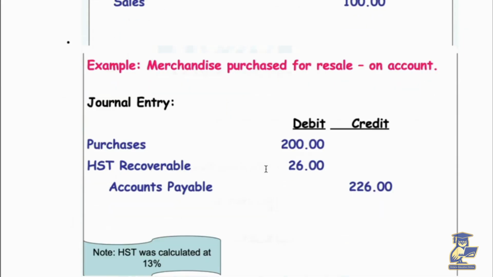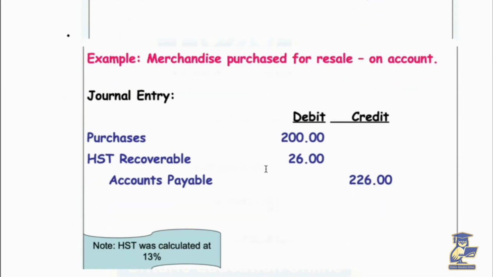If we are looking at merchandise purchased for resale on account, this is the journal entry that we would have. We would have purchases debited for $200. We would have HST recoverable for $26. Again, we're calculating in this case at 13%, and we would credit accounts payable. Make sure that you understand that it is the purchase of merchandise inventory that is being discussed in these examples. Other items purchased are handled in the usual way.